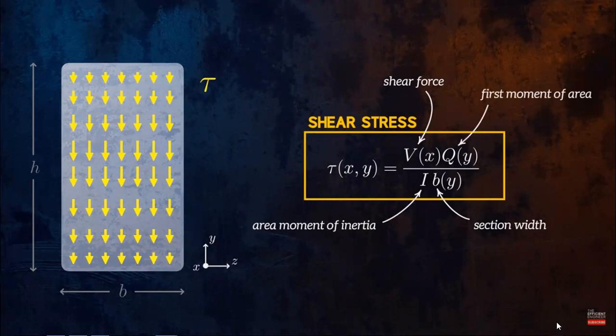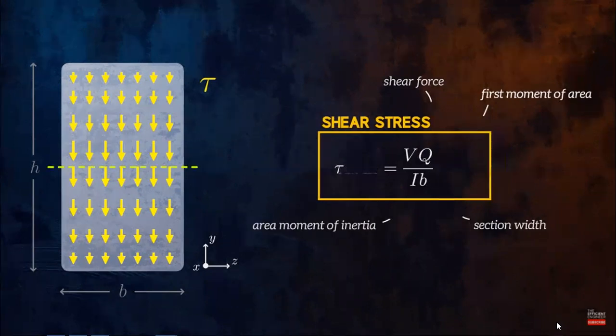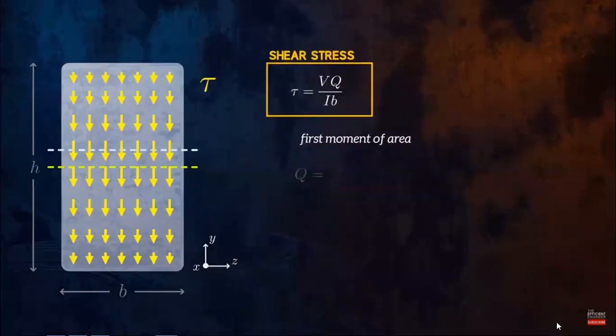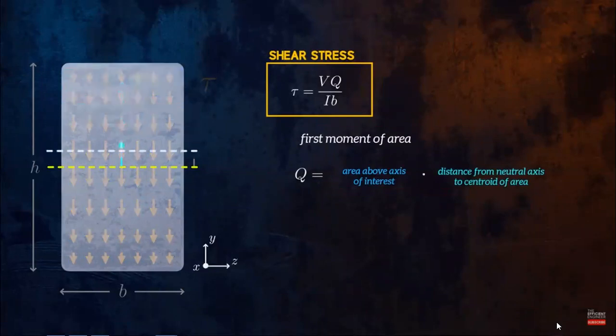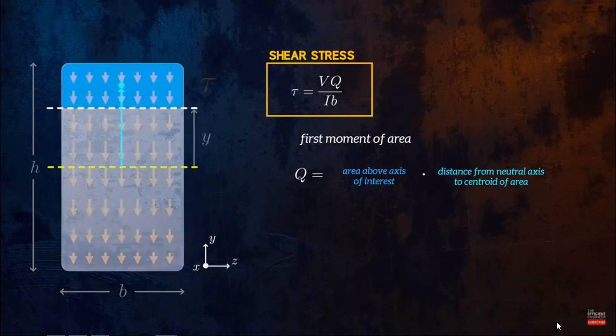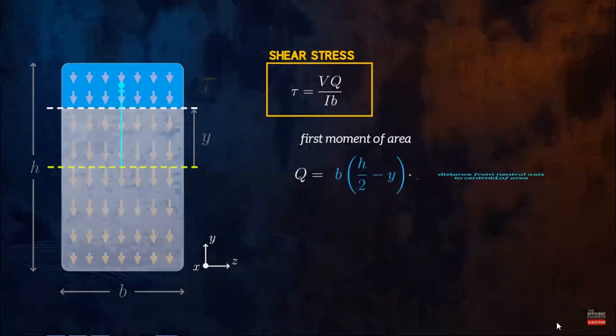So it varies with the distance y above or below the neutral axis. It is equal to the product of the area above the location of interest and the distance between the centroid of that area and the neutral axis. If the location of interest is below the neutral axis, we consider the area below the axis instead of the area above it. To calculate the first moment of area at this line, which is at a distance y from the neutral axis, we multiply the area of the blue rectangle above the line by the distance from the neutral axis to the centroid.